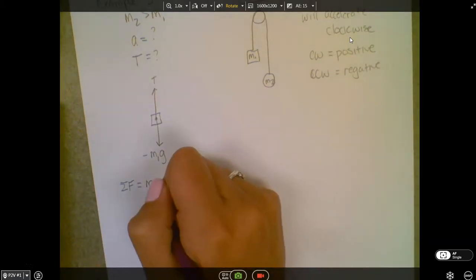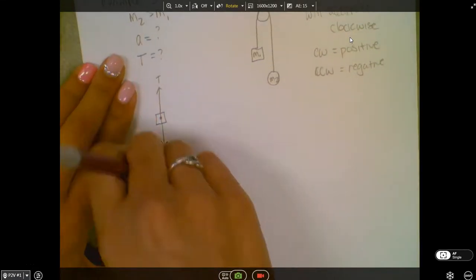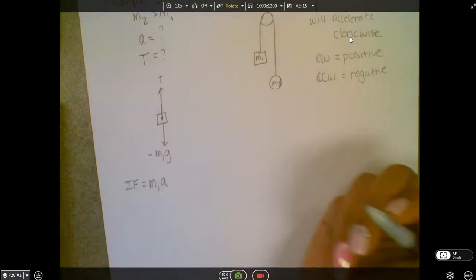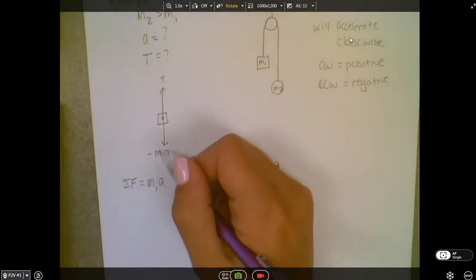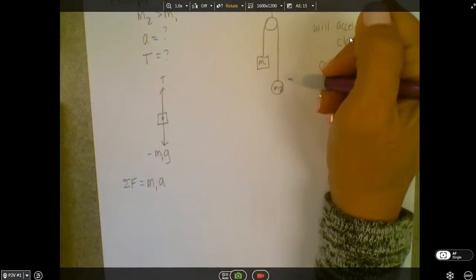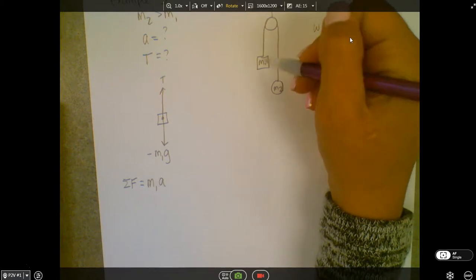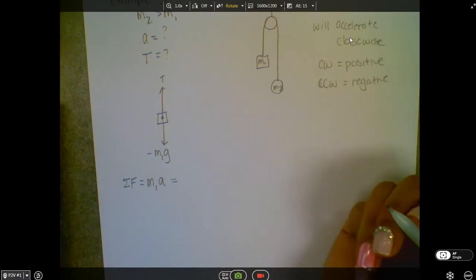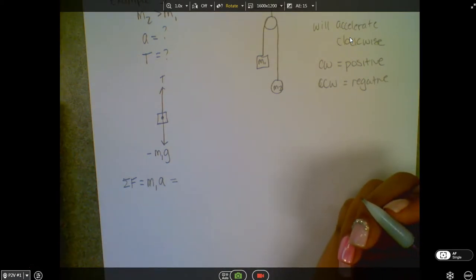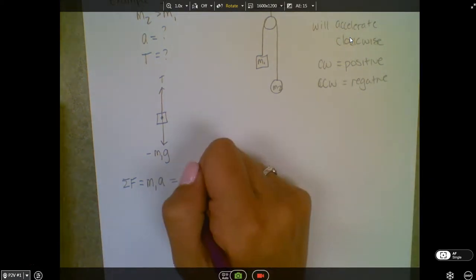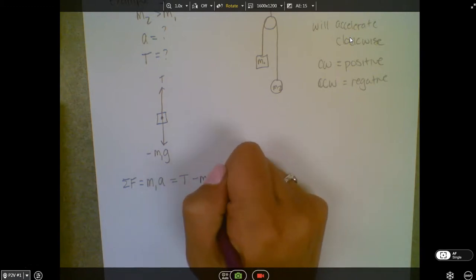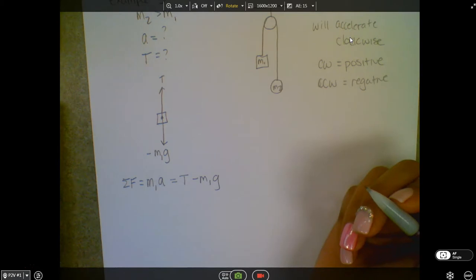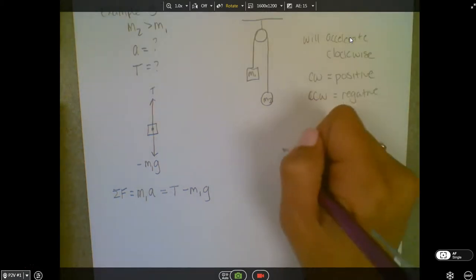And so, let's specify it for this one. It's going to be mass 1 times mass 1's acceleration. Now mass 1's acceleration is going to be positive because it is going to go clockwise. So both accelerations are going to be positive because they're both going to move clockwise. That's equal to all the forces on mass 1 added up. So in this case right now we have T minus M1G. That's as much as we can do for now. Let's work on the second object.